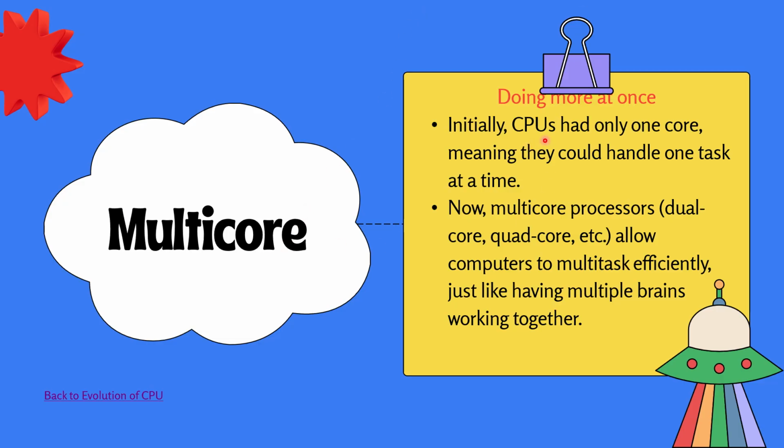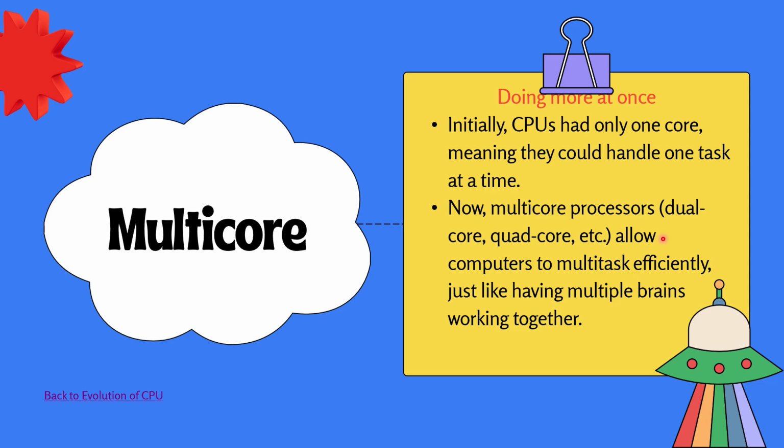Initially the CPU had only one core, meaning it could handle only one task at a time. Now multi-core processors means there are many cores. Dual core means there are two cores, quad core means there are four cores. When the processors are multi-core, it allows us to do multitasking efficiently. So we can complete multiple tasks at a time. That is the multi-core revolution.